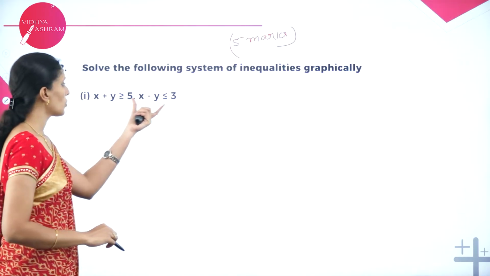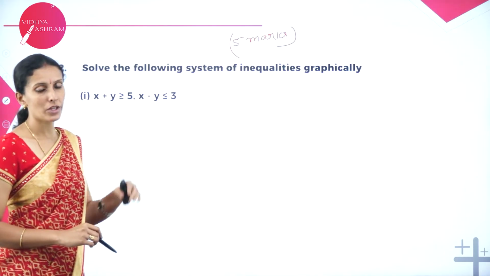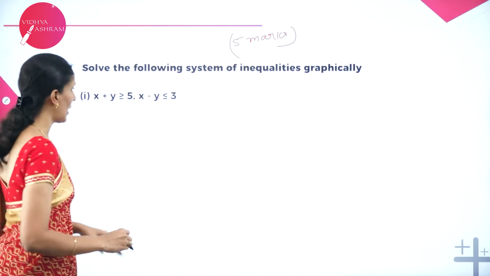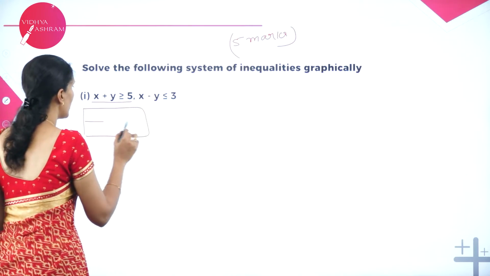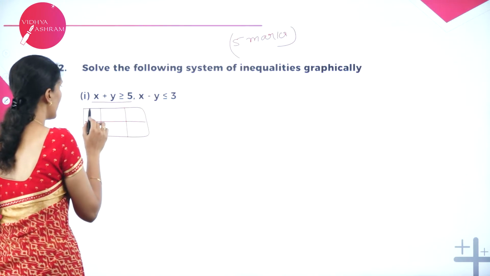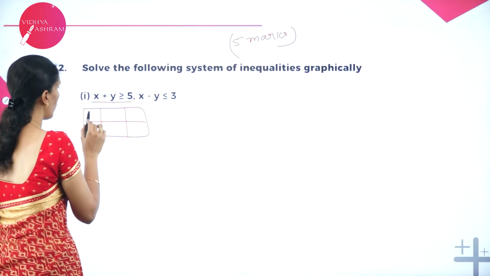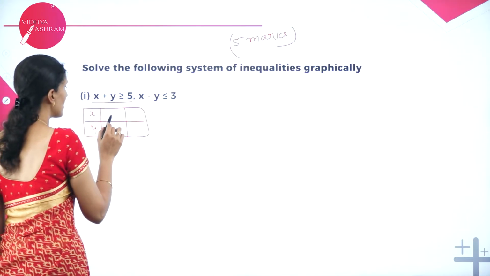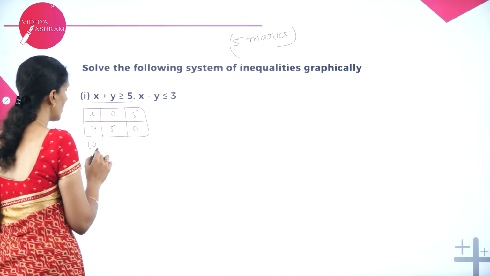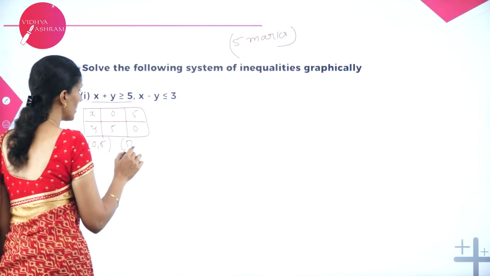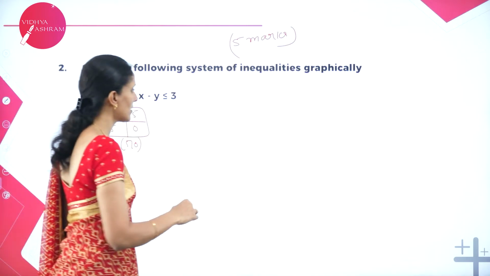So we have two equations. For the two equations, we are going to draw two different lines. Let us solve the first equation. So let us see what points we get. For x plus y greater than or equal to 5, if x is 0, y is 5, and if y is 0, x is 5. So the points are 0, 5 and 5, 0. Let us plot this first.